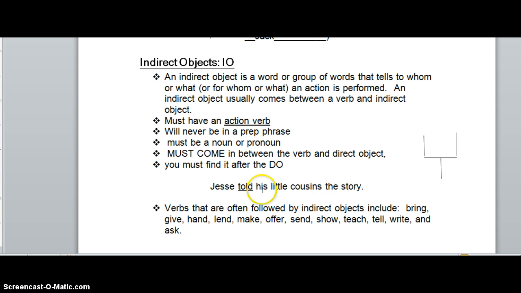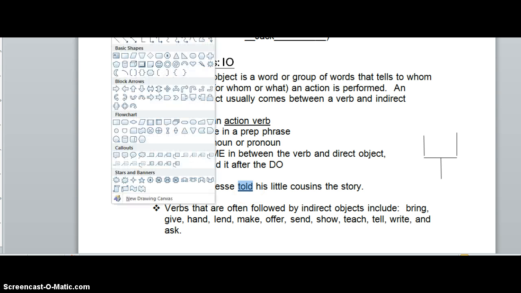If we take a look at this example: Jesse told his little cousins the story. The first thing I have already underlined is the verb. It is an action verb. I can draw my vertical split right after Jesse.